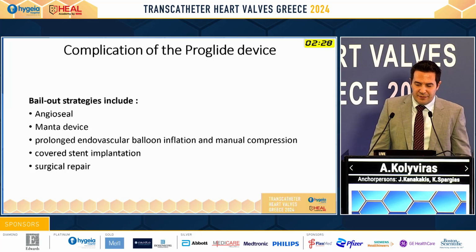If the ProGlide device fails, we have some steps to take. We can use an Angio-Seal or a MANTA device. If this fails, we have to proceed with a balloon inflation and manual compression, or use a covered stent, or go for a surgical repair.